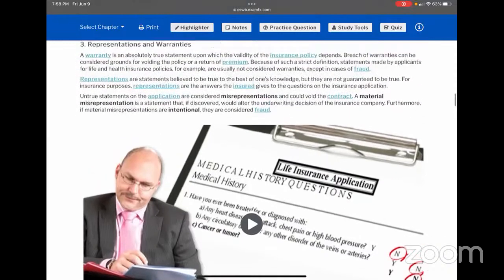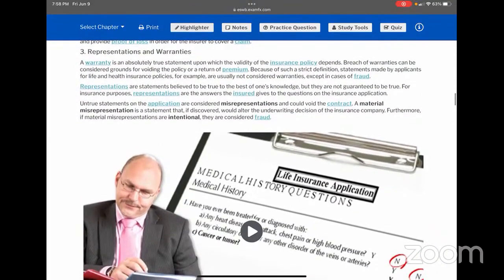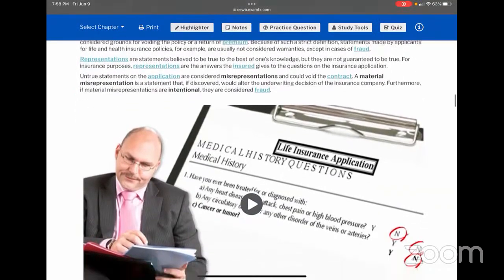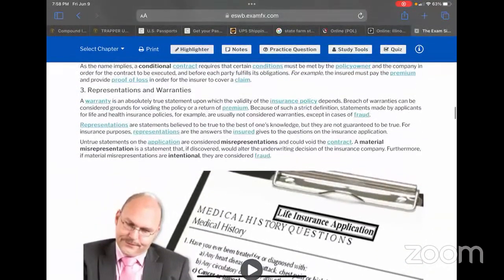All right. So a warranty, I would assume a warranty is something like your age. That's a warranty, right? An absolutely true statement. So that's definitely a warranty. Your age, height, something like that. Name.